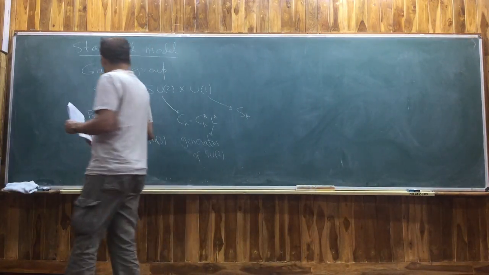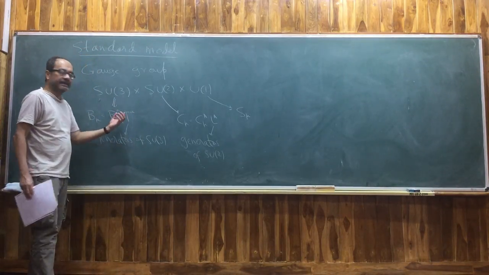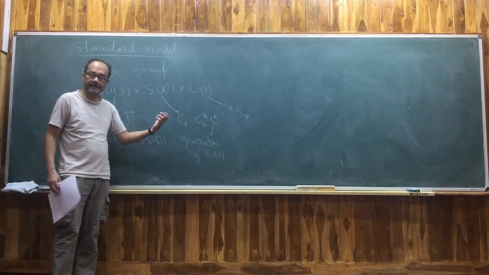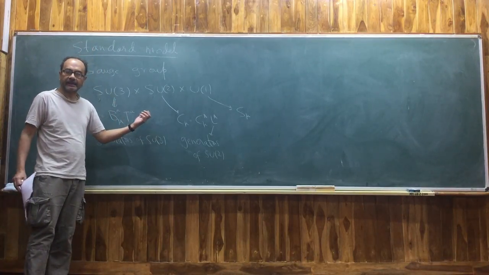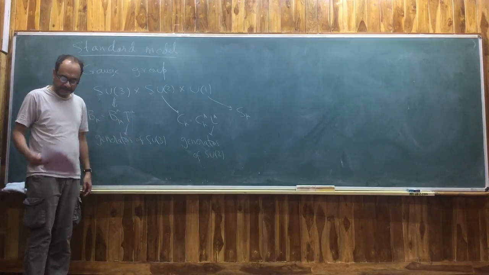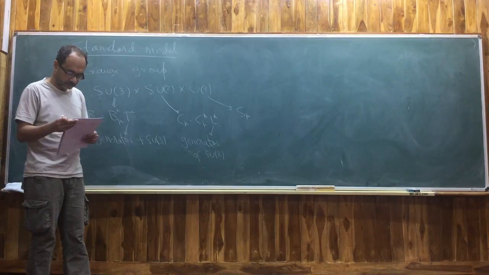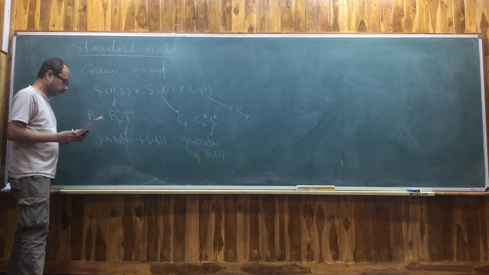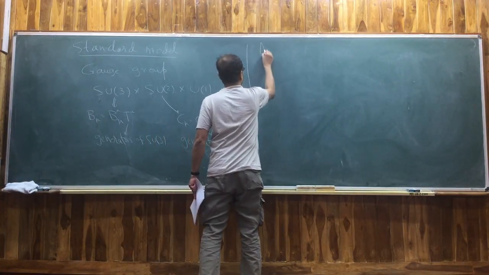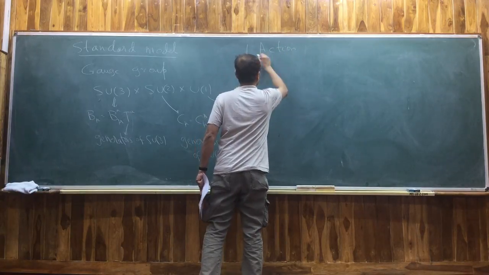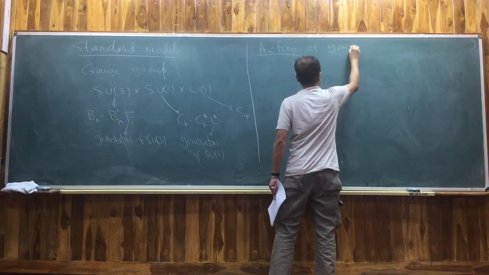Now, these generators you can take to be in the fundamental, but for whatever we are going to say, it doesn't really matter which representation you take, because when you define covariant derivatives, you will always use a representation matrix for these generators acting on any field. So the action of the theory, the action of the gauge fields, will be taken as follows. There will be many more components of the action.